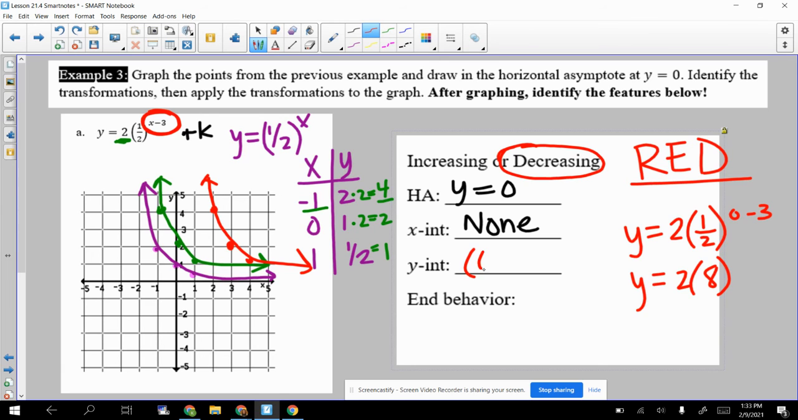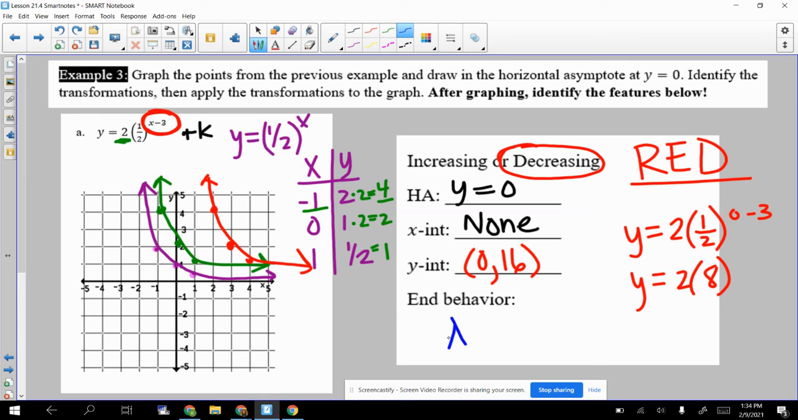So that means your y-intercept should be at 0, 16, which makes sense because if we were to keep going this way, it would be somewhere much higher off the graph. Okay, so 0, 16, and then the last thing you have to do is your end behavior.